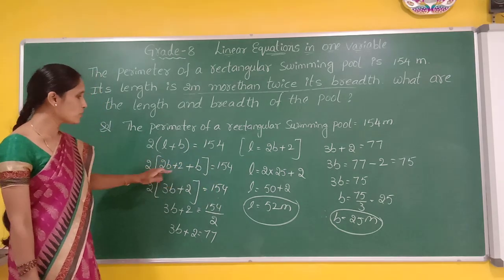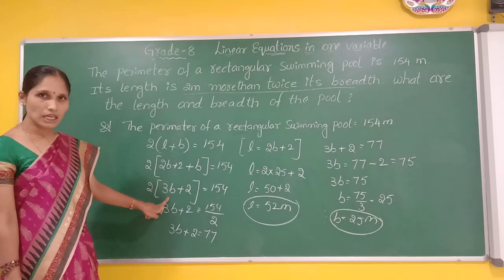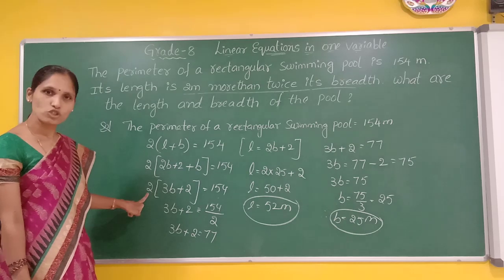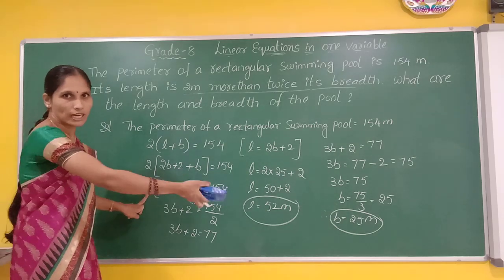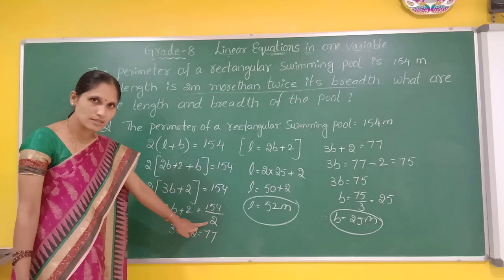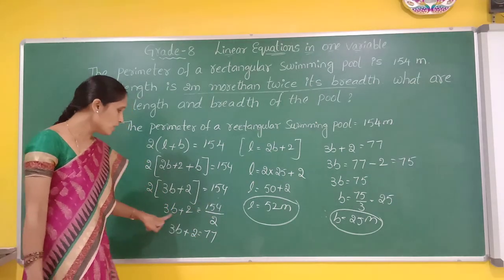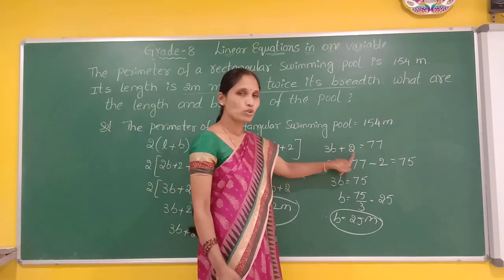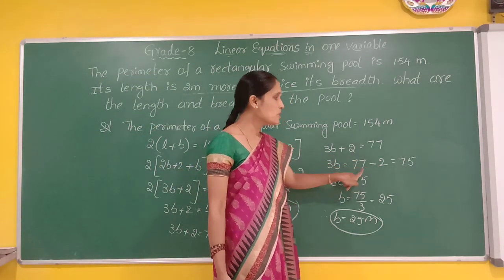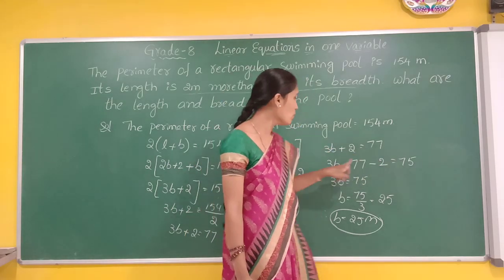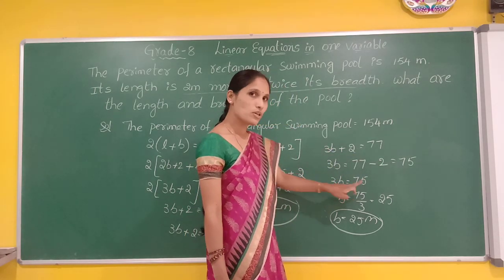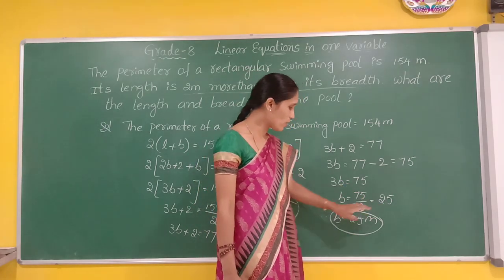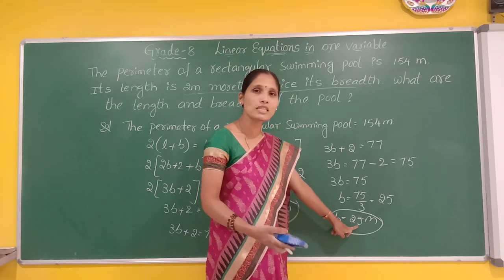Let's solve the given equation. 2B plus B is equal to 3B, plus 2, that is equal to 154. Now transpose the common factor 2 to the right hand side. It divides, and the simplest form is 77. 3B plus 2 is equal to 77. Transpose plus 2 to the right hand side, it becomes minus 2. 77 minus 2 is equal to 75. 3B is equal to 75. Now transpose this 3 to the right hand side, it divides. The value is equal to 25. B equal to 25. Breadth is equal to 25.